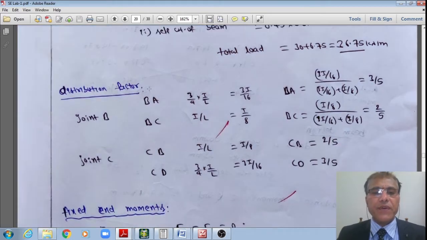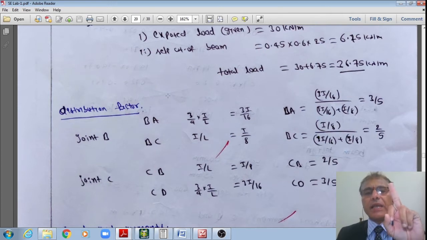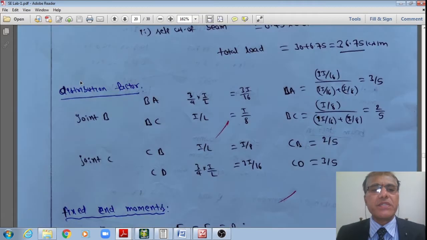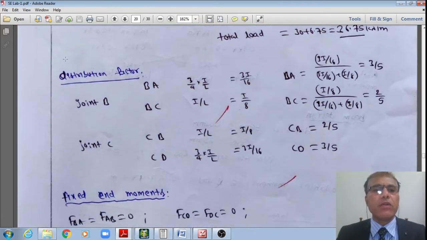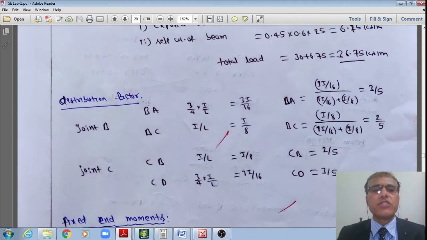Now let us see, first of all, we'll see this problem in two phases, students. One is manual calculation for verification, and the second one is the analysis as well as design using STAAD Pro. Now let's see the manual calculation first, students. Now I'll enter into the manual calculation. Therefore, for manual calculations, I'll calculate the distribution factors for this joint B.